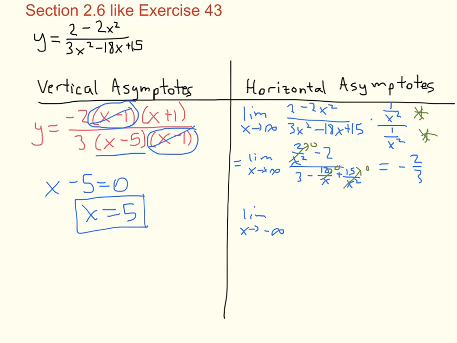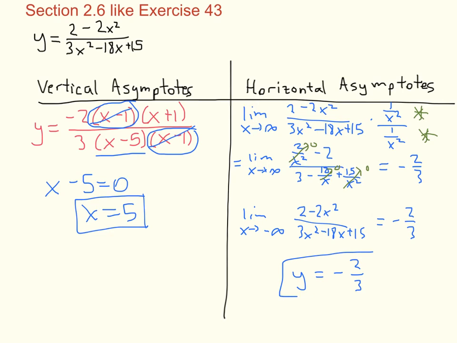So when we look at the limit as x approaches negative infinity of (2 minus 2x squared) over (3x squared minus 18x plus 15), in this case, we're also going to get -2/3. I'm not going to go through and show the work again, but the work for this limit would be the same as the work for the last limit. So on both sides of this graph, I'm going to have a horizontal asymptote at y is equal to -2/3. And that's how we do vertical and horizontal asymptotes.